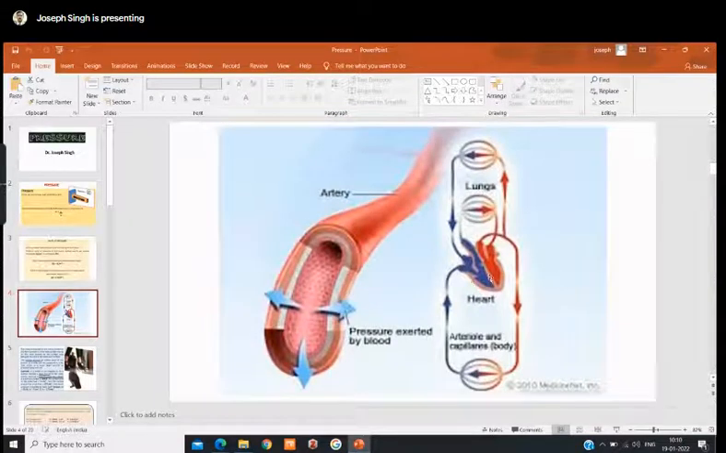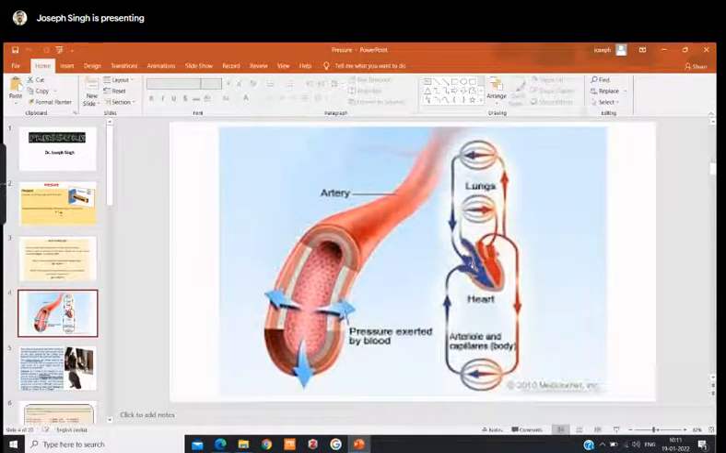Now let's see, this blue color is deoxygenated blood, or we can say the blood that is used by the body. So blue color is the deoxygenated blood, it has no oxygen, it has carbon dioxide. This red portion has the oxygen.